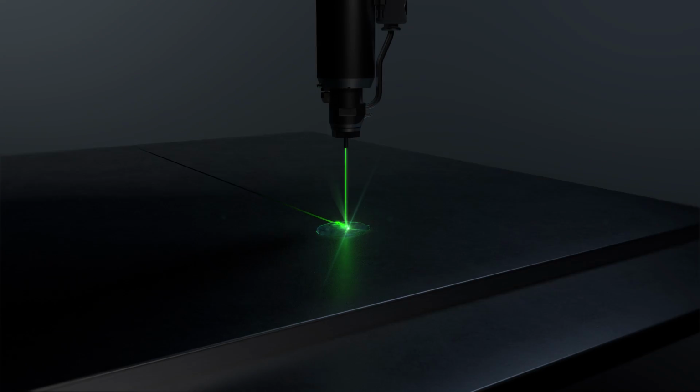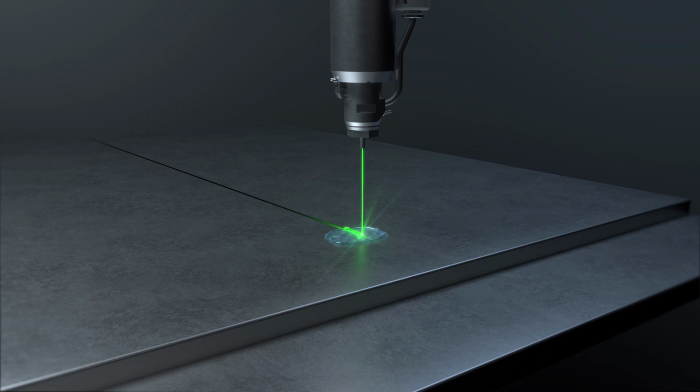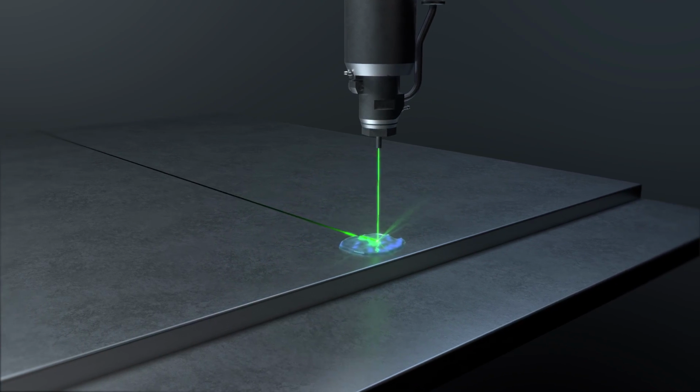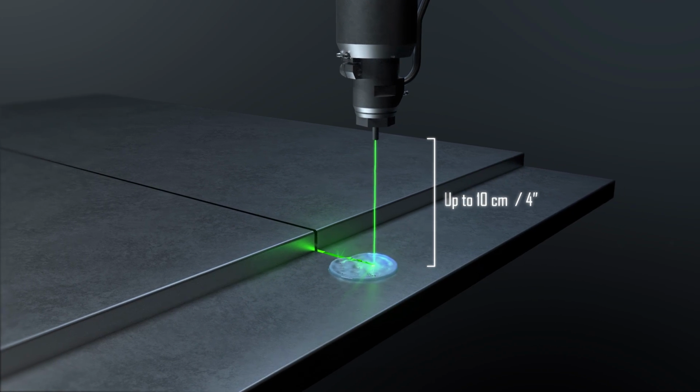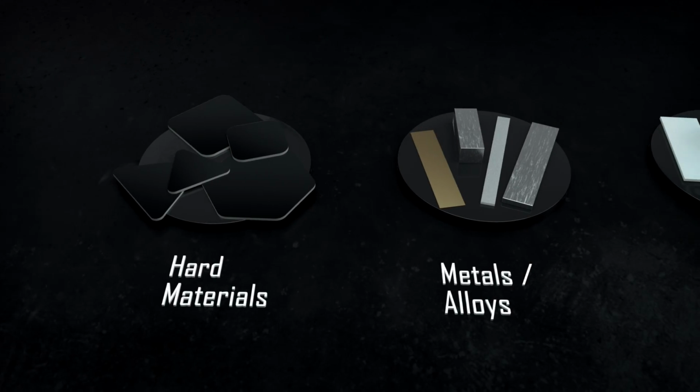While conventional laser beams have a very limited working distance, the laser MicroJet can be guided in a cylindrical shape without any taper over a distance of up to 10 centimeters. It doesn't require any refocusing or distance control.